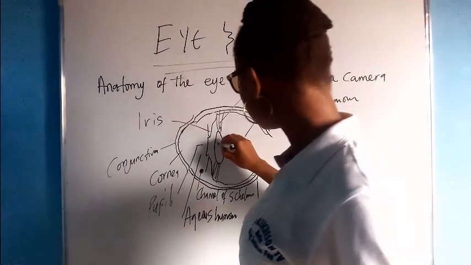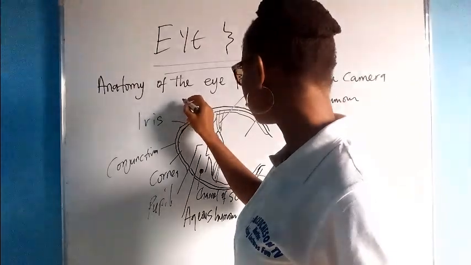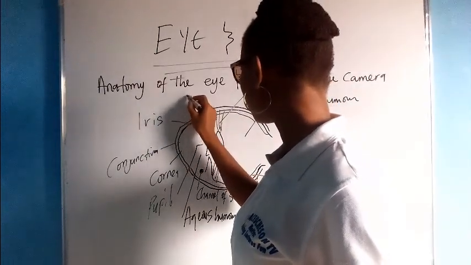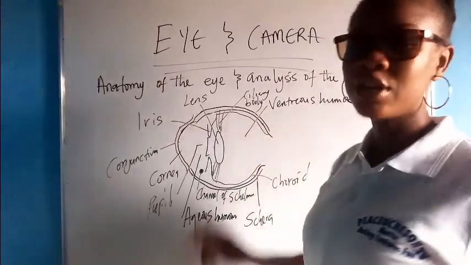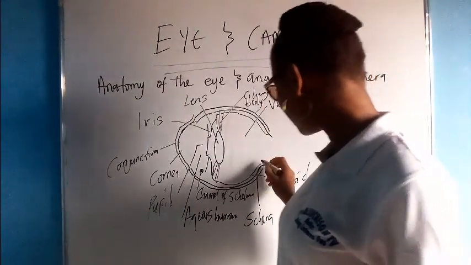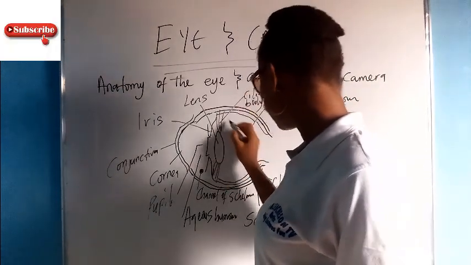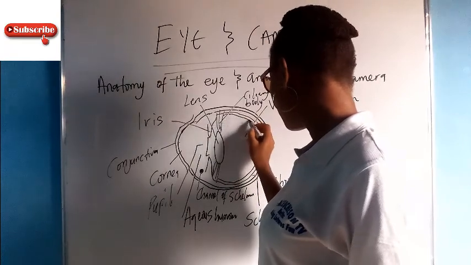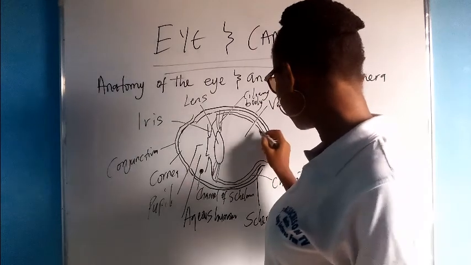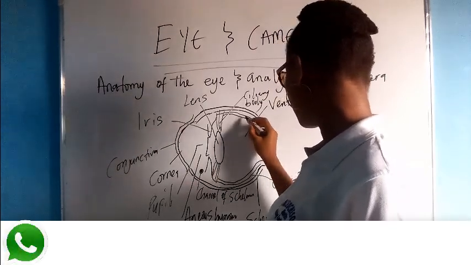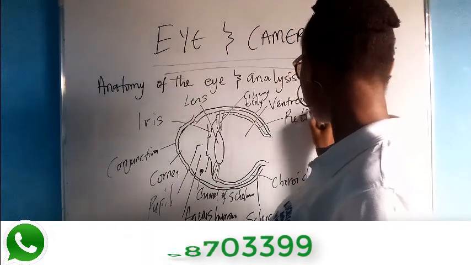The lens is a convex, crystalline structure that refracts light to another part of the eye known as the retina. The retina is the innermost layer of the eye, where images are formed.